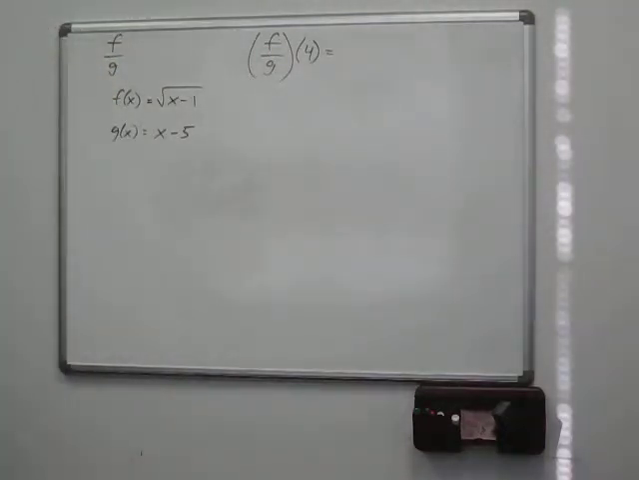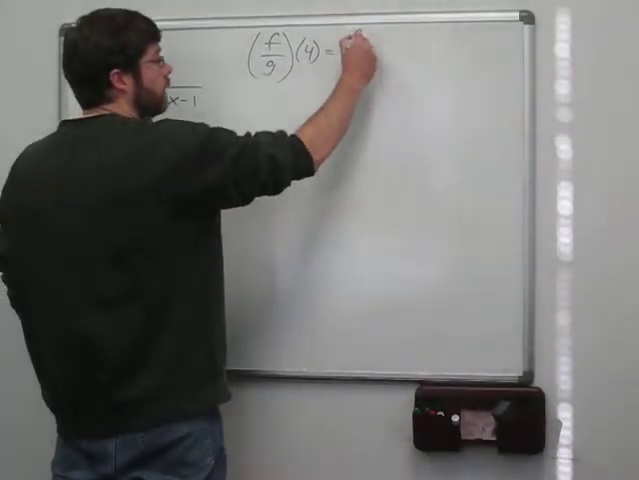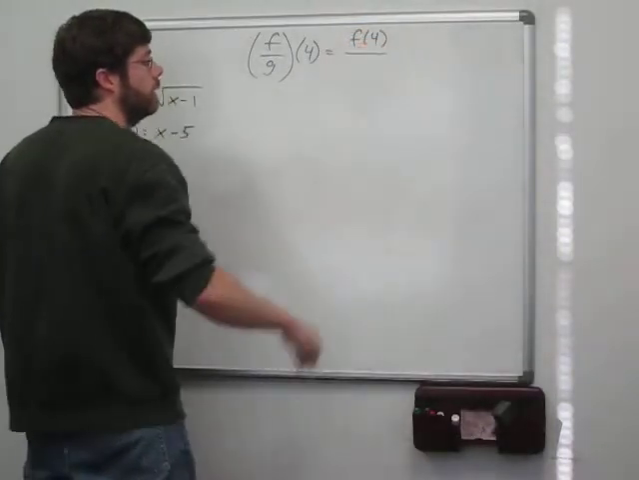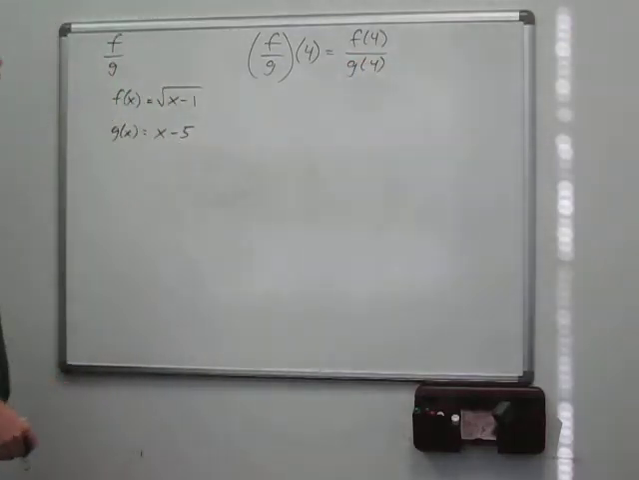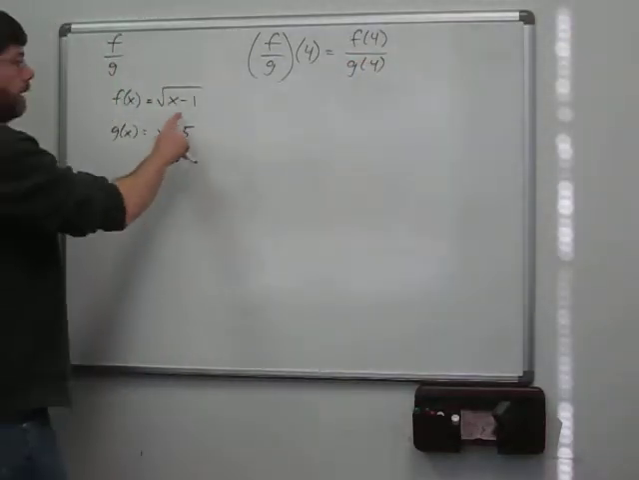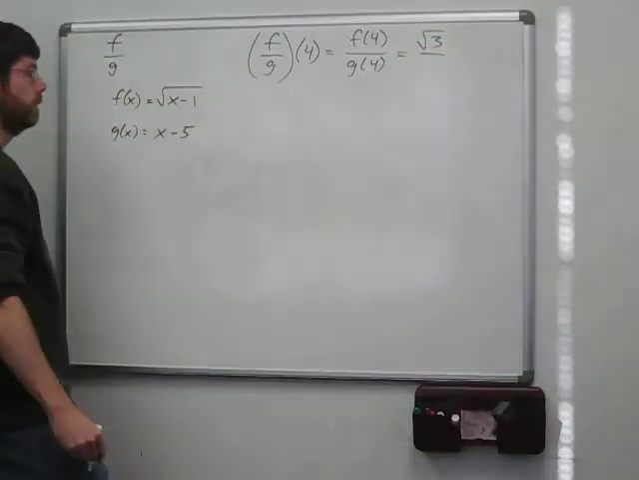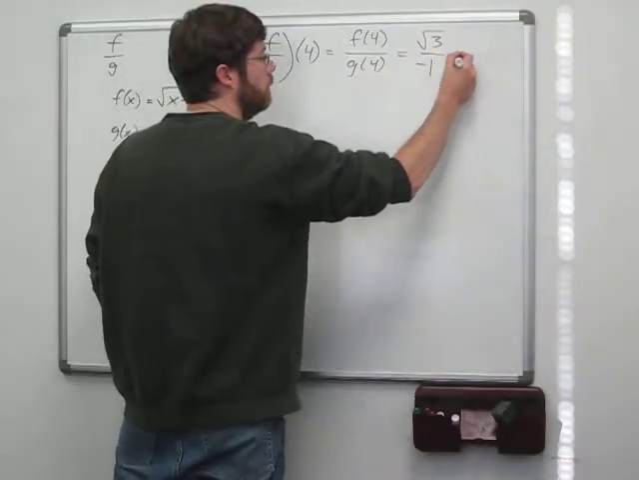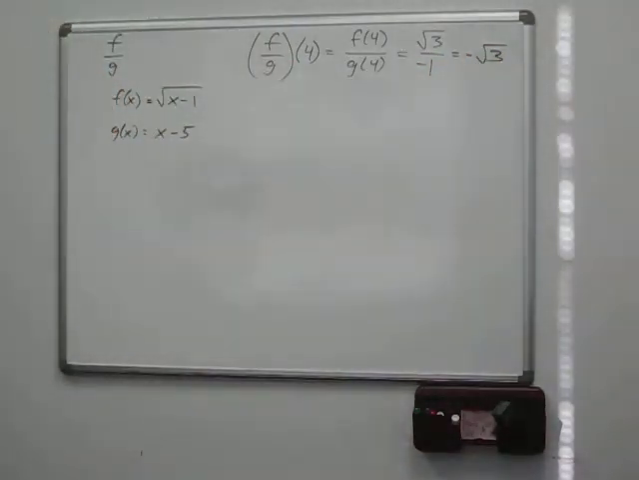As with the other arithmetic combinations, we do what is very natural. We just take our function f, evaluated at 4, and divide it by our function g, evaluated at 4. f of 4 is the square root of 3. g of 4 is -1. So f divided by g of 4 is equal to negative square root of 3.